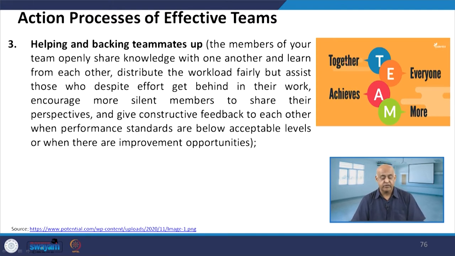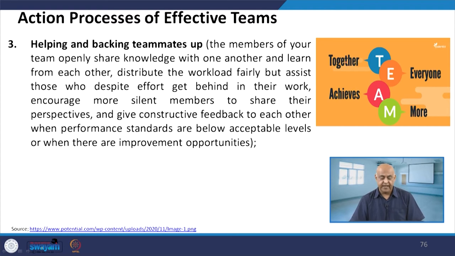They encourage more silent members to share their perspectives and give constructive feedback to each other. So, here it is not only that checklist you are checking and then identifying whether the person is able to work or not, right? But you also have to see how the teammates are backing up to help the other team.